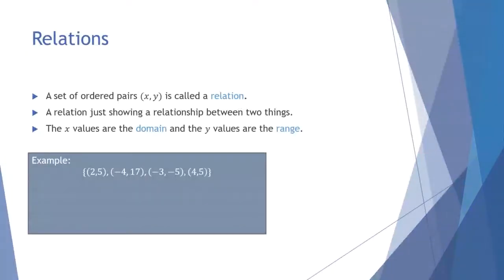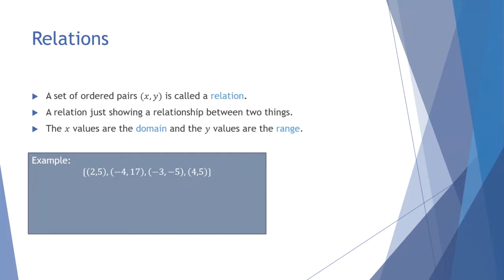So we're going to start with the concept of a relation. A set of ordered pairs is called a relation. Everything that we looked at last week when we were graphing, those were relations. A relation is just showing a relationship between two things. If there's some sort of relationship, we don't know what it is, but they're related in some way, it's a relation. The x values are called the domain and the y values are called the range.